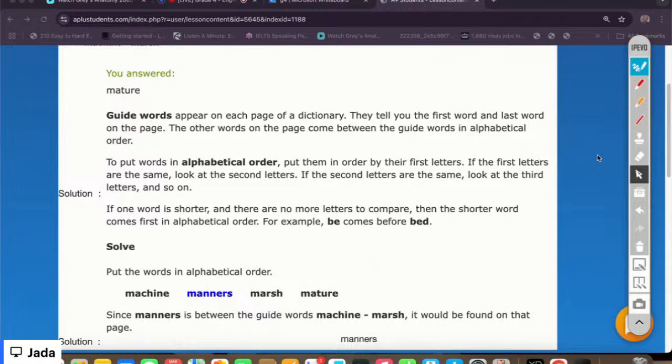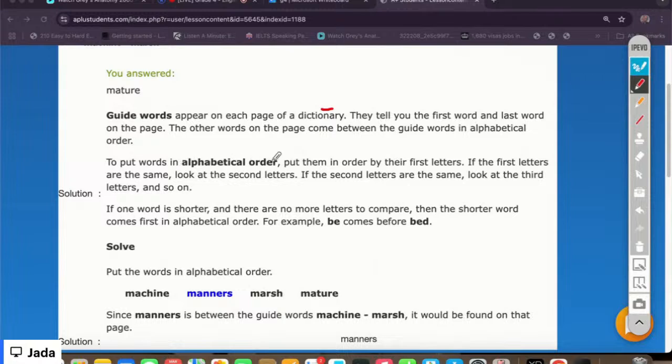Alright, so guide words appear on each page of a dictionary. They tell you the first word and the last word on the page. The other words on the page come between the guide words in alphabetical order. So the guide words will tell you the first and the last word on a page.